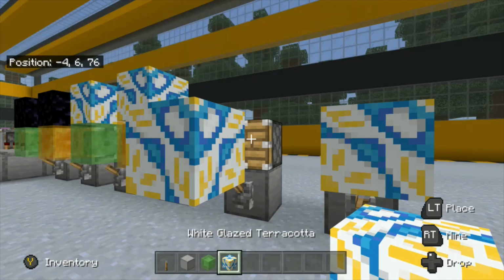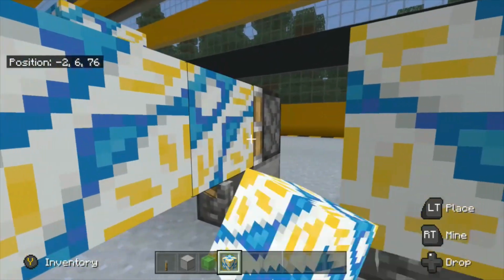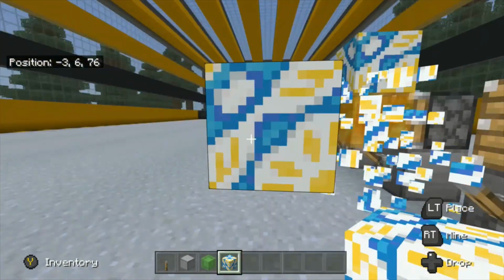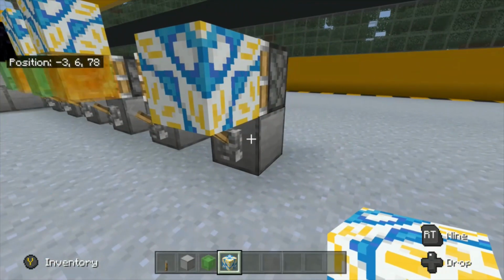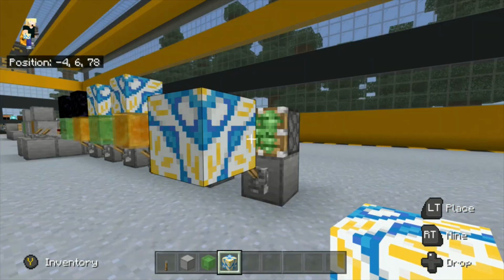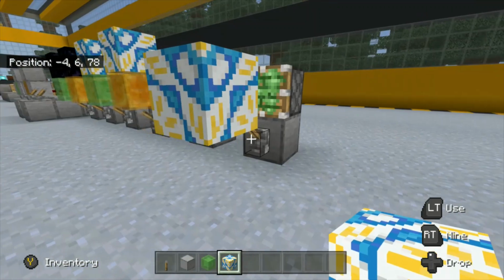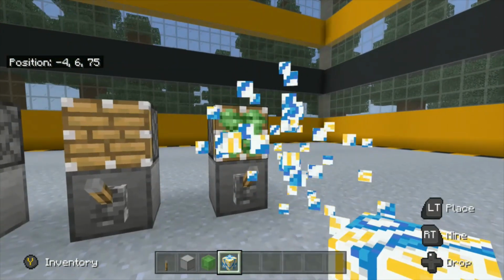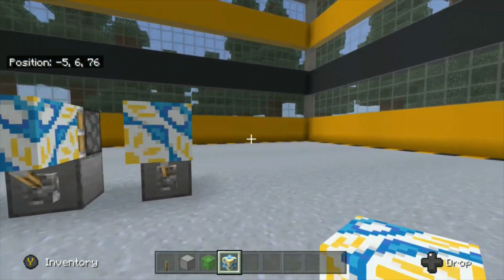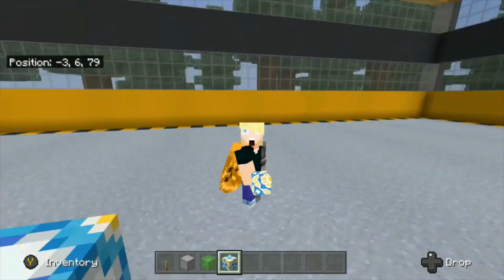If I just go ahead and place that there, we can see that they are moved by pistons, so this is really interesting behavior, as well as the fact that they can be pushed by sticky pistons, but they won't be retracted by sticky pistons, which is a really, really useful behavior of glazed terracotta blocks. These are incredibly useful for things like flying machines.